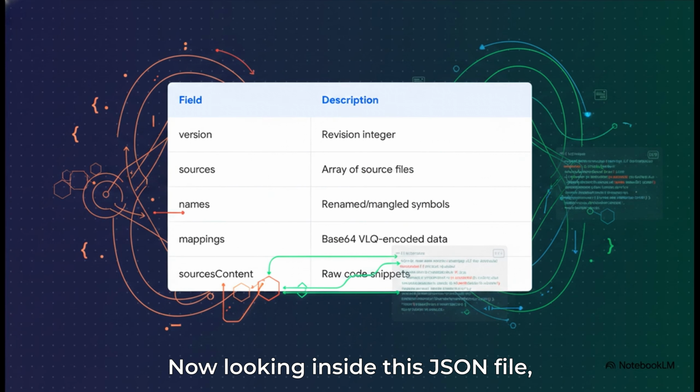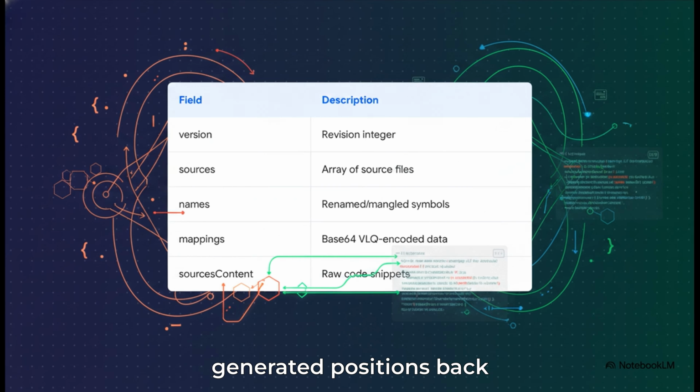Now, looking inside this JSON file, the mappings field is the real magic engine. It uses a special base64 VLQ encoding, which is essentially a highly compressed string of characters to precisely link generated positions back to original source positions in a super efficient way, without eating up massive amounts of storage. Also, you'll definitely want to note the sourcesContent field. This one is optional, but incredibly critical for error tracking. It contains your actual raw source code snippets, which allows tools like Sentry to display the code surrounding an error, even if your original files aren't hosted anywhere publicly.